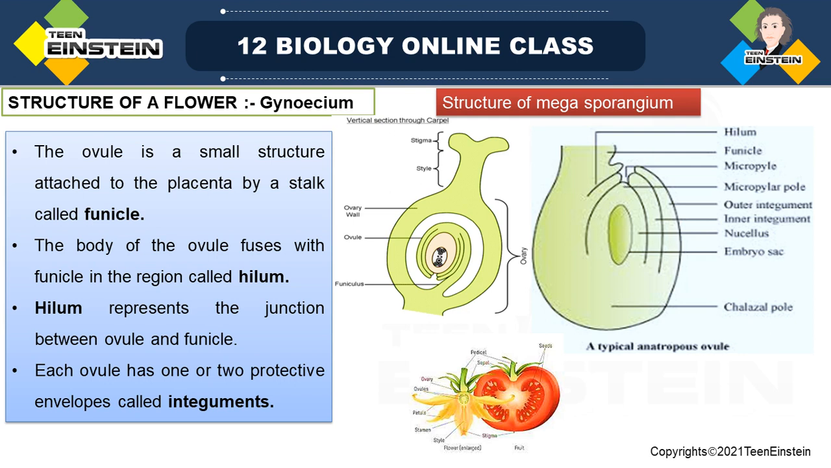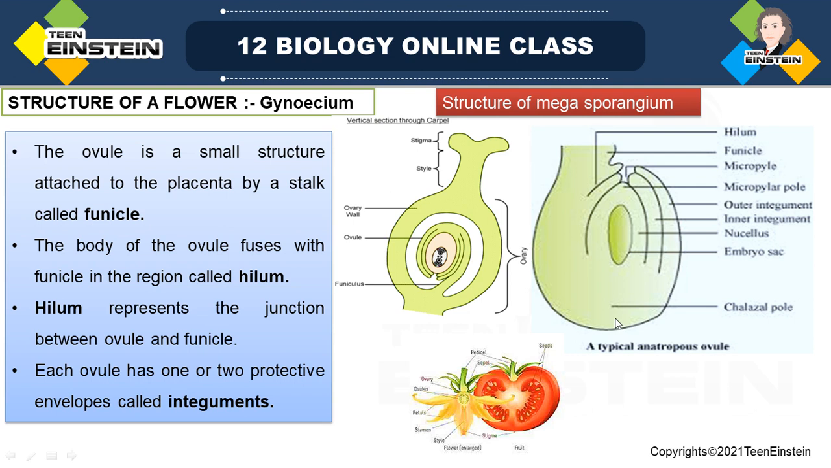So the end where the micropyle is present is called the micropylar end or micropylar region. Opposite to the micropylar region is the chalaza, and the side where the chalaza is present is called the chalazal pole. So this is the micropylar region or micropylar pole, and the opposite is the chalazal region or chalazal pole.